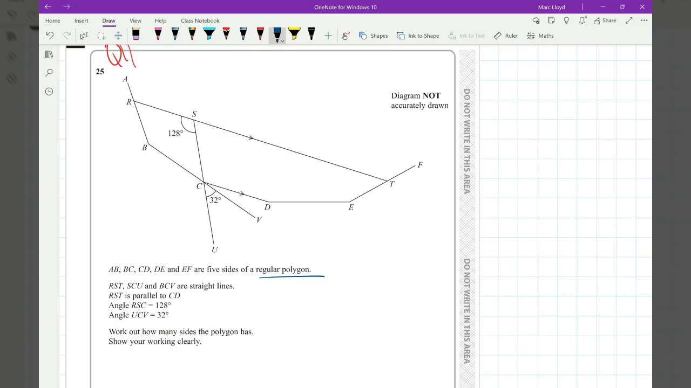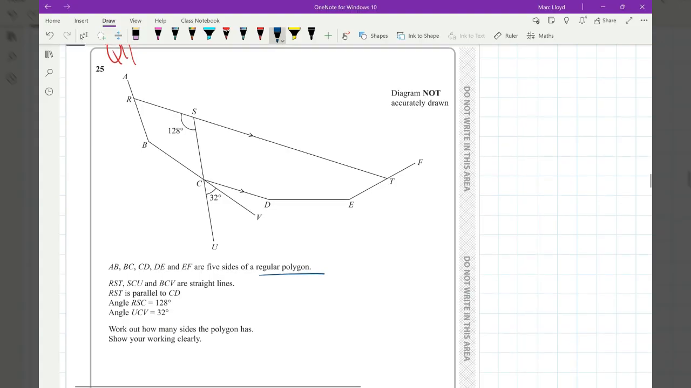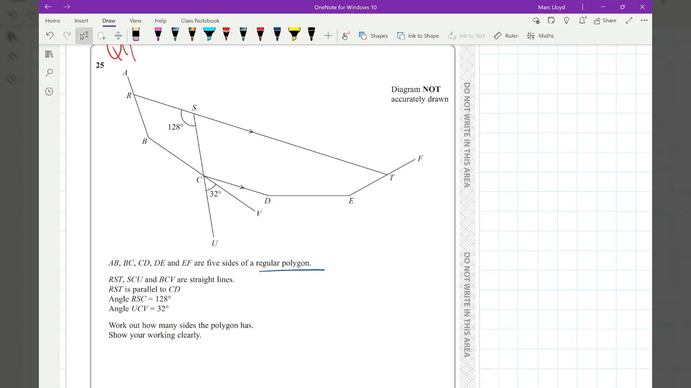Angle UCV is 32. RSC is 128. Look at how many sides the polygon has. Okay, interesting one. Just looking to see if there's any equal lengths anywhere. A to B is equal, but that affects R to S. SCU is a straight line. It's just no good information. RSC 128, UCV 32.